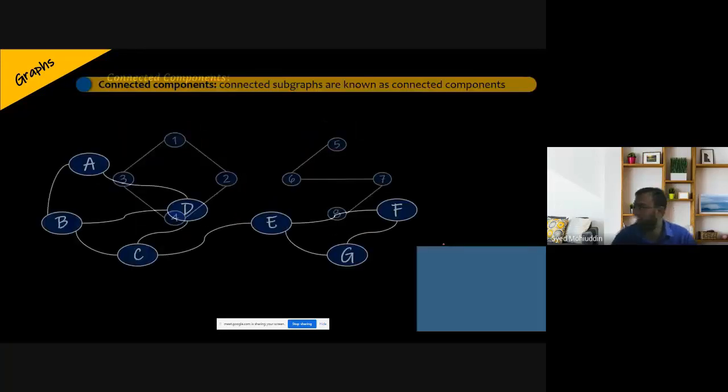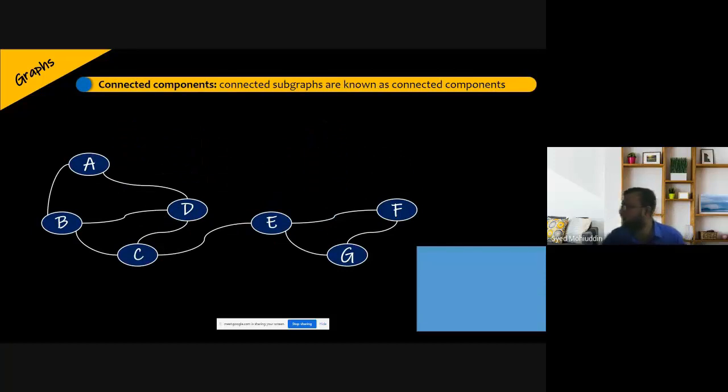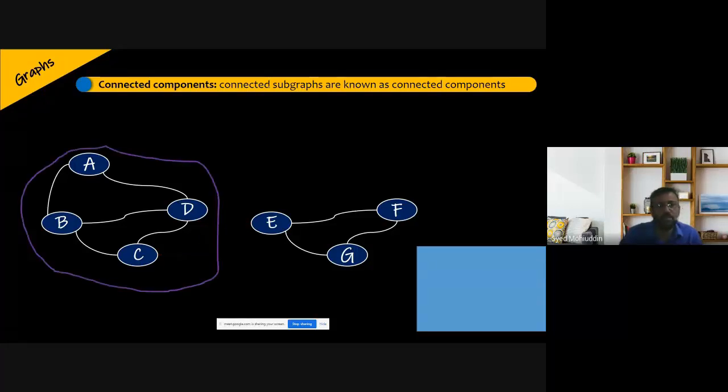Let us look at another graph. Here we have A, B, C and D, E, F and G, and between C and E there is an edge. Connected subgraphs are known as connected components. Here, if this edge in red is removed, then this becomes one connected component, and this becomes another connected component.